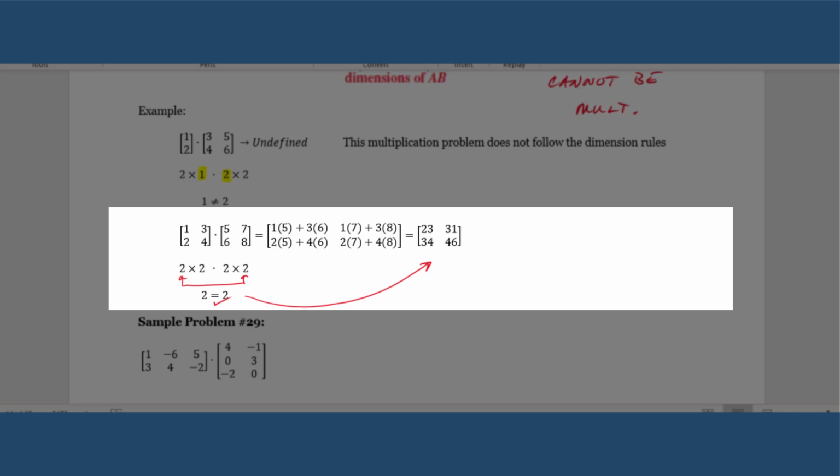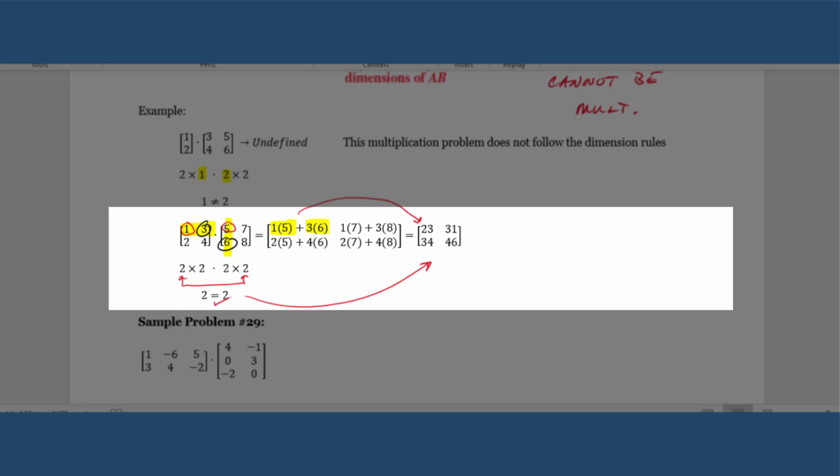The way we're going to do this is we're going to take the first row and multiply it by the first column. So we're going to take the first number in the first row and multiply it times the first number in that column. Then we're going to take the second number in the row and multiply it times the second number in that column. And then once we do that, we're going to add those together to get the first row, first column.